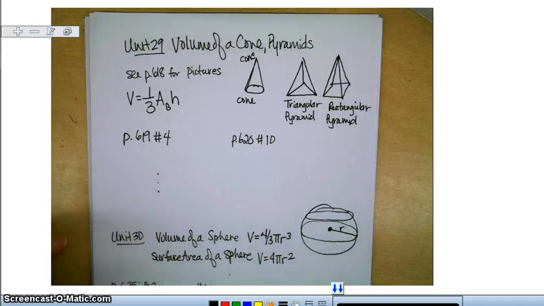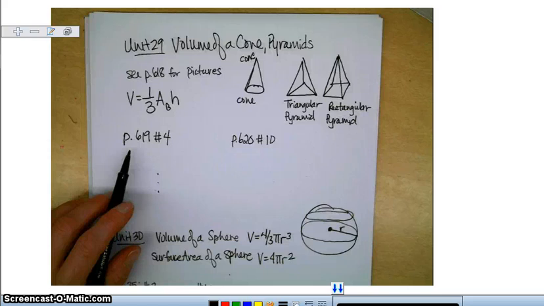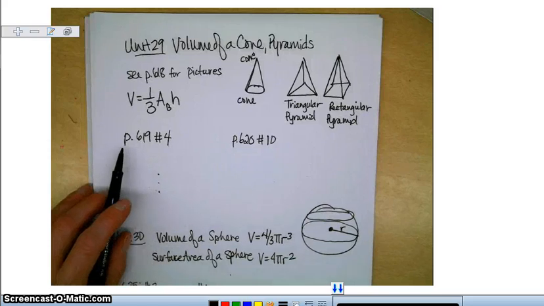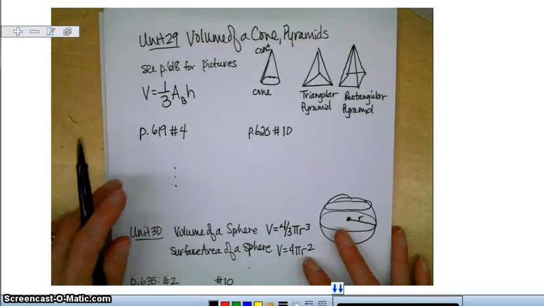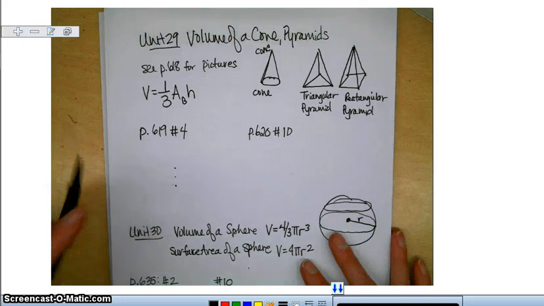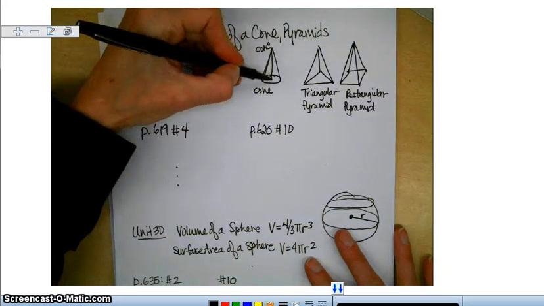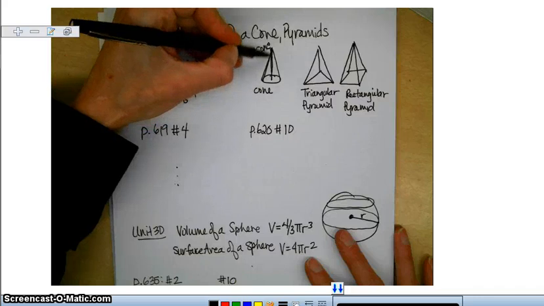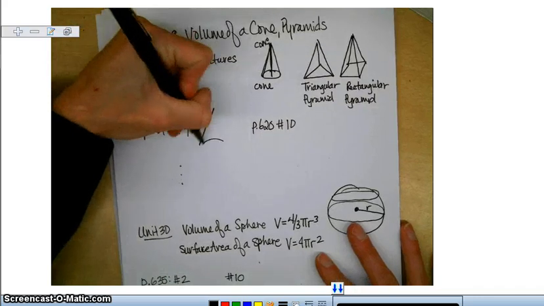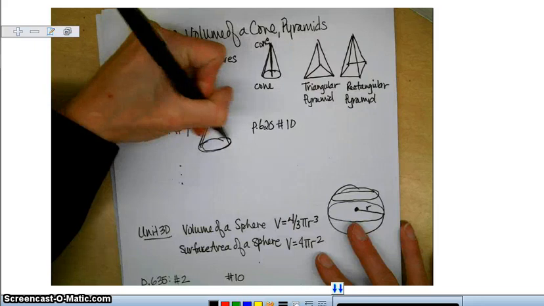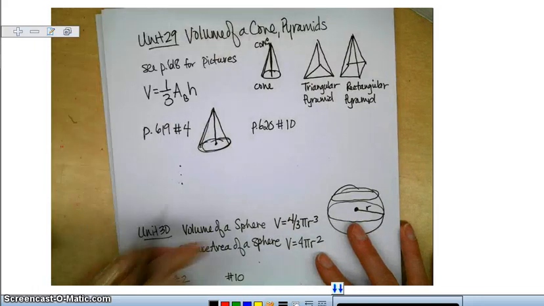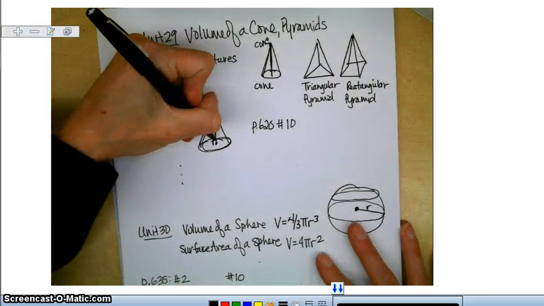So if we just take a look at page 619, number 4, this is on the very bottom of the page. It says the container is in the shape of a right circular cone, which would be this. This is a right circular cone. They're assuming it's not slanted. So this is the kind of picture we have. When they say right circular cone, we're talking about this is going to the center of the circle. This is a right angle here.